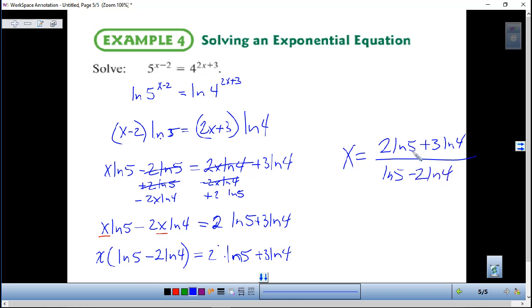Now, guys, do not go in there and start thinking, oh, I can cancel out the natural logs of 5. No, you can't. They're not common to everything on top, and there's more than one term on bottom. So that's as far as you can go. Now, you could grab your calculator and use it to find out what the answer is, but most of the time you're not going to have to do that.